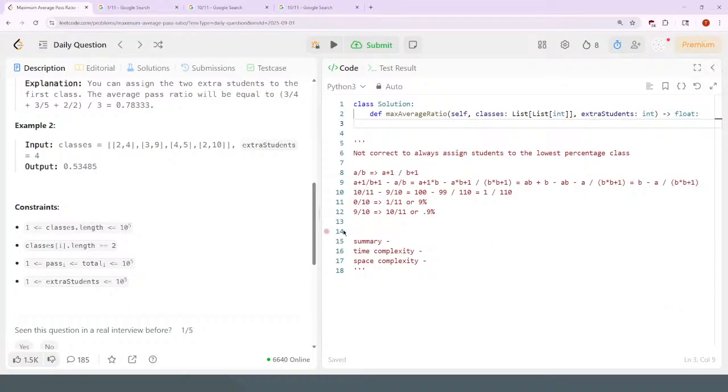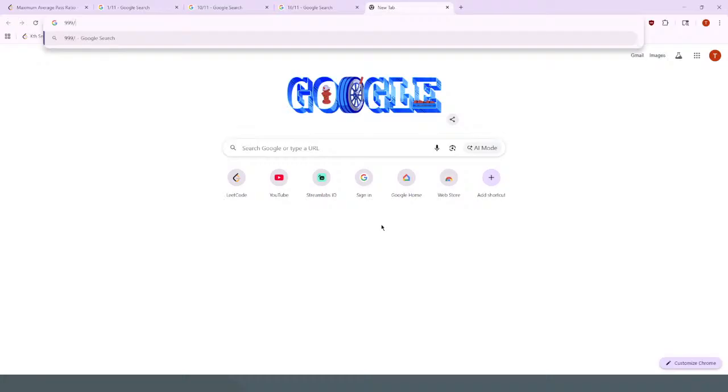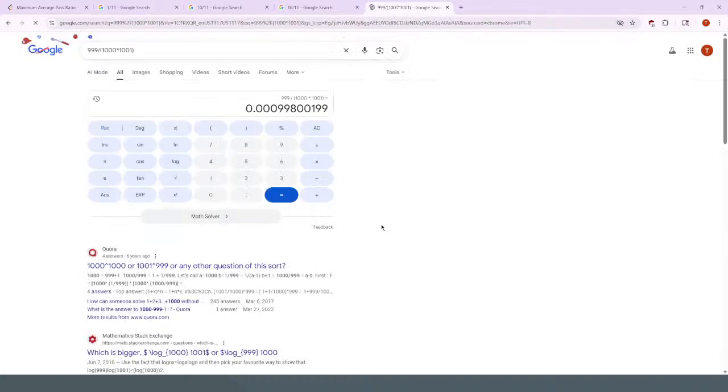So if this was, let's say it's 1 out of 1,000. So A is 1, B is 1,000. And you go from that to 2 out of 1,001. The gain there would be 1,000 minus 1 over 1,000 times 1,001, which is 999 over 1,000 times 1,001. That's a pretty small number.